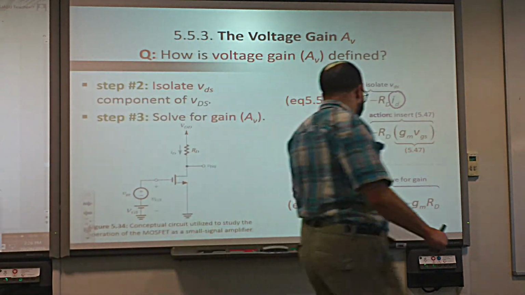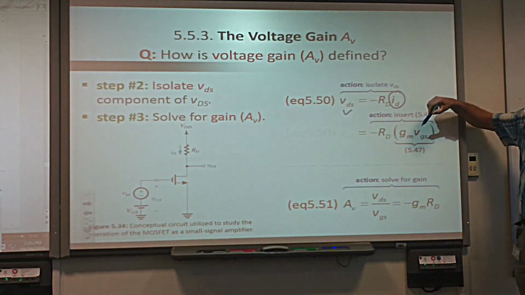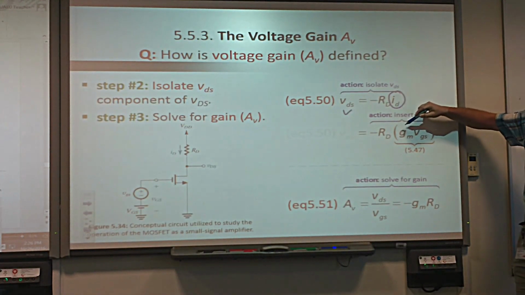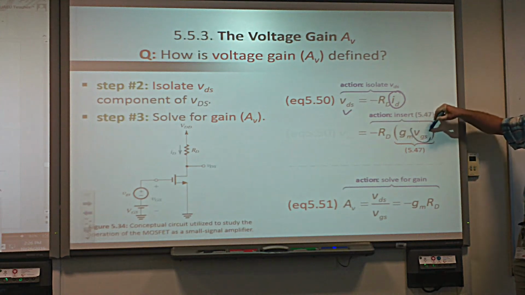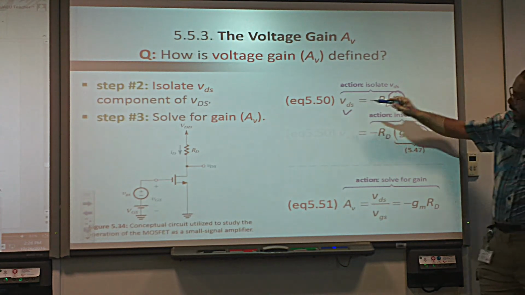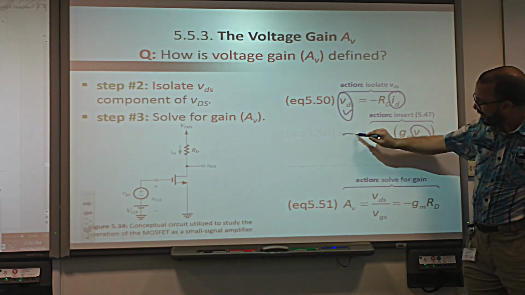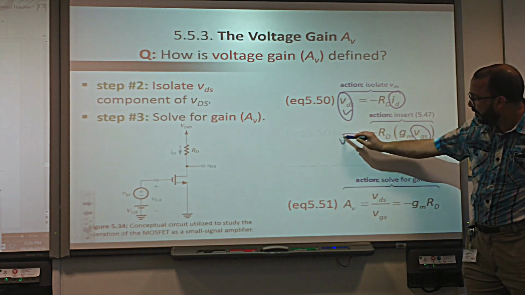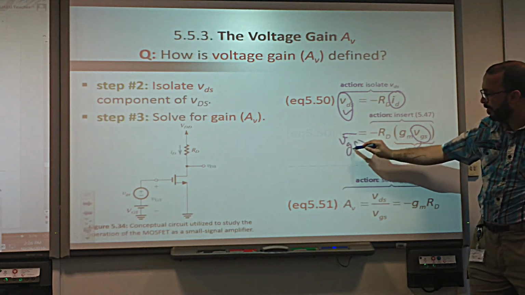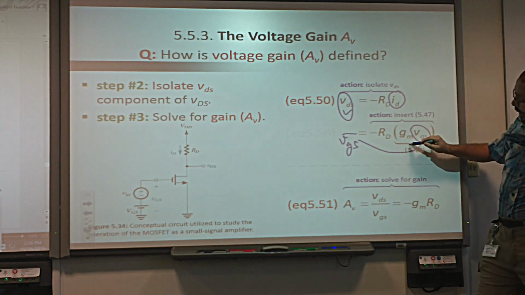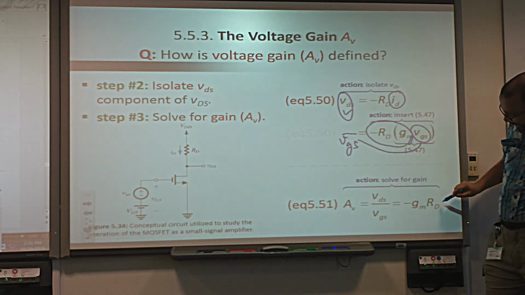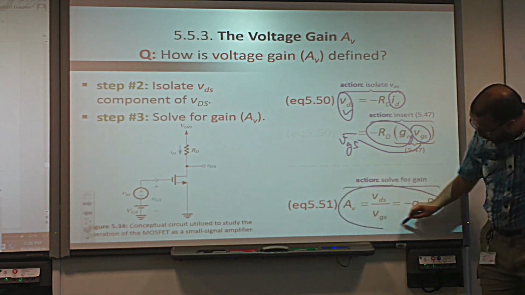I like origami. Okay, good. So now we replace this by this, and now we have here the input voltage, and here's the output voltage. We bring this on that side, it becomes here, yes or no? Minus RD. So this will be what? Will be the gain. That's the voltage gain.